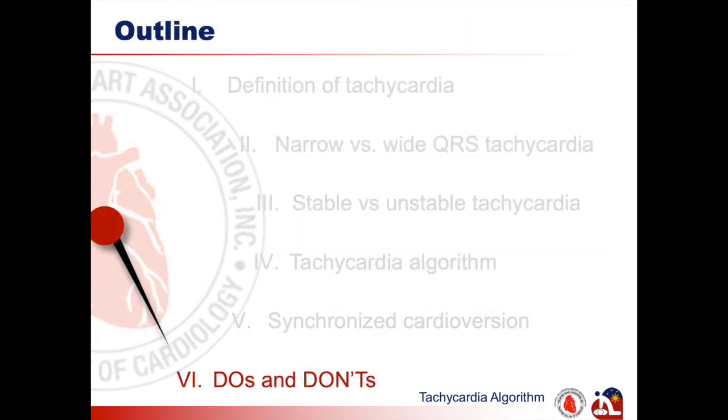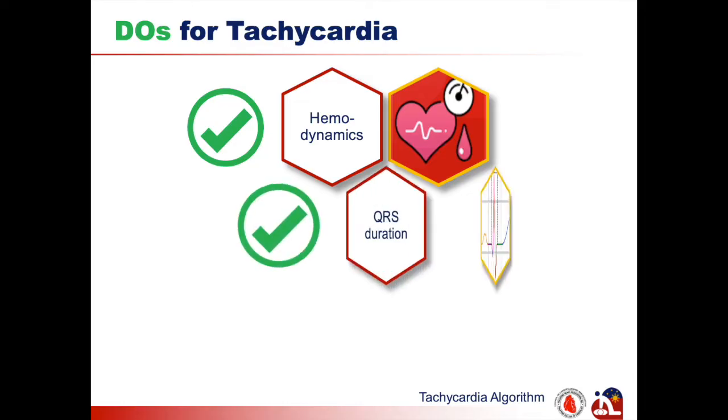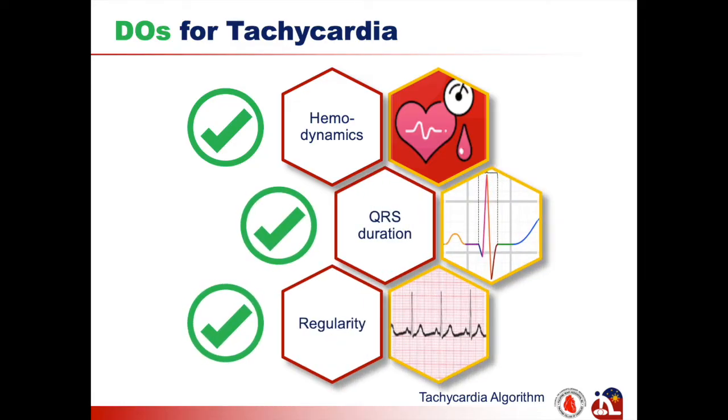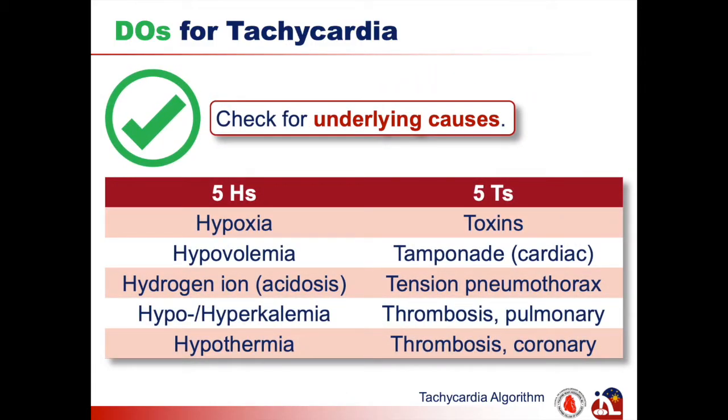Moving on, what are the do's and don'ts in tachycardia? It is important to always assess the hemodynamic status of the patient, QRS duration, and regularity of the rhythm when evaluating a patient. Efforts should be made to determine the primary cause of the presenting symptoms, and looking for underlying conditions is imperative. These are the 5 H's and 5 T's, a mnemonic that you can use when looking for common causes of arrhythmias.